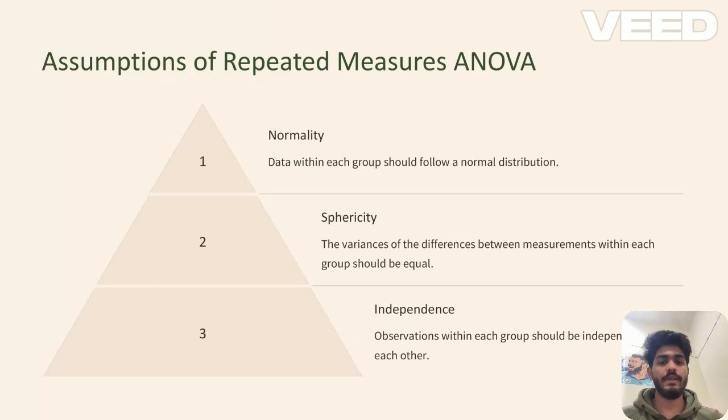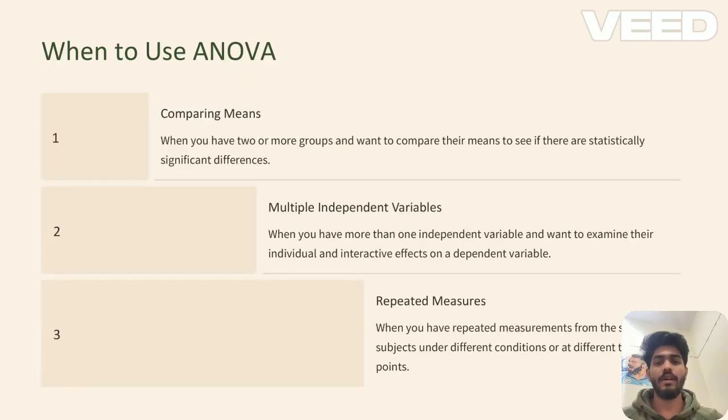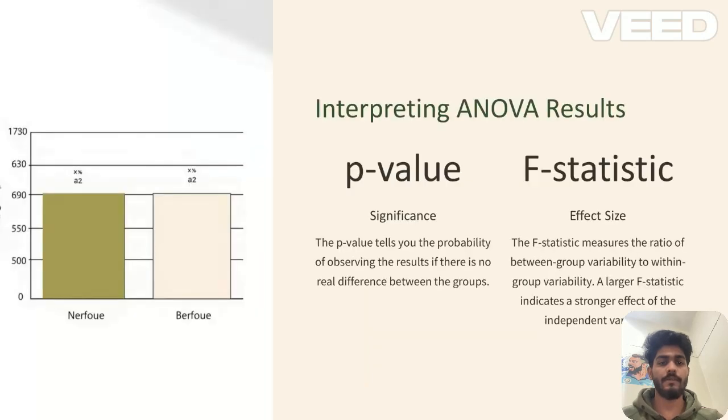Assumptions of repeated measures ANOVA, which included first normality, second sphericity, and third independence. And when to use ANOVA, which included one, comparing means, second, multiple independent variables, and third, repeated measures. And the last is interpreting ANOVA results, which included the p-value and F statistic, in which the p-value includes significance and the F statistic includes the effect size.